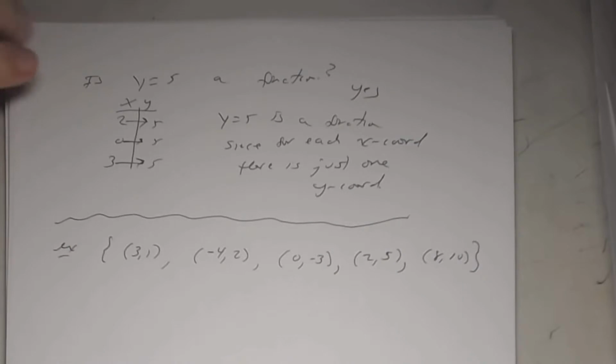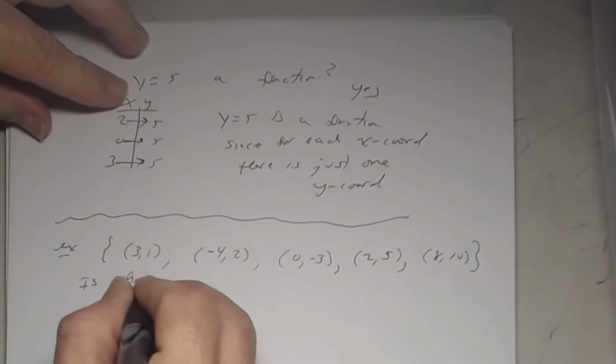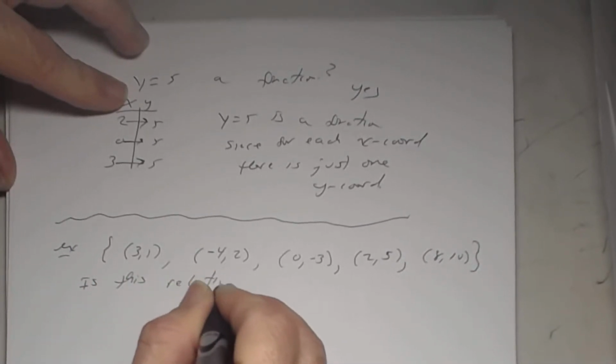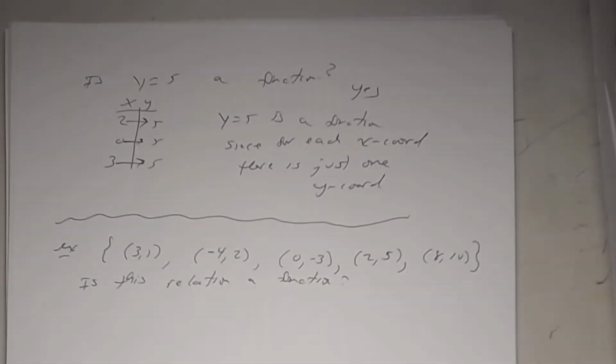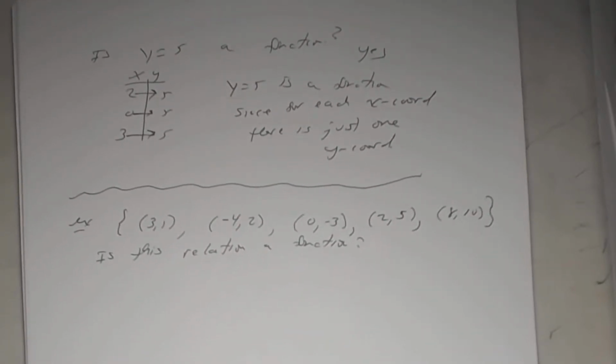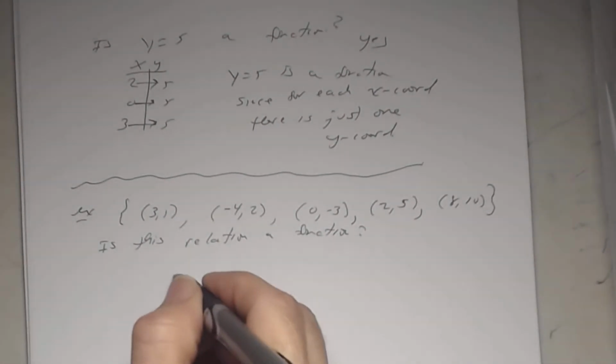All right, now the question is this. Is this relation a function? You have to use the definition. For each x coordinate, there's got to be one y coordinate. Now, one thing you can do is use what's called a mapping. You don't have to use a mapping. You could just look at it and see that for each x there's one y. But you can use a mapping.